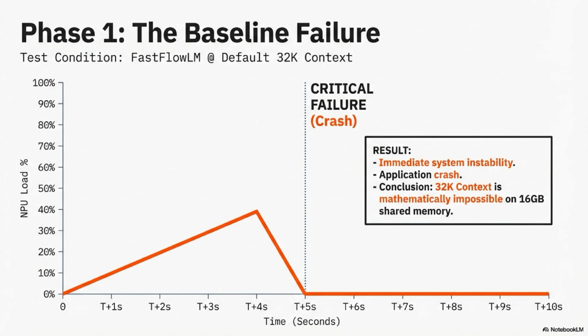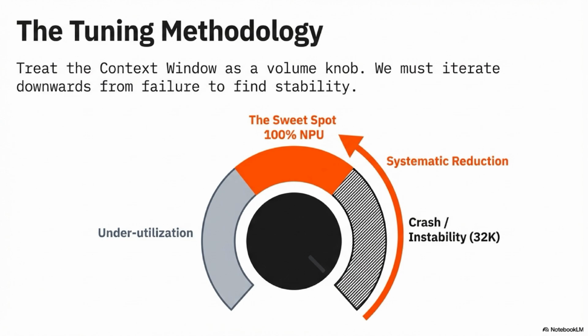Adjust methodically. Phase 2 dropped to 8K context. The model loaded smoothly and stayed stable, but NPU utilization capped at 60%. Safe, but underpowered. The NPU wasn't fully fed. Many stop here because it feels reliable. But for production systems, stability alone isn't enough. Efficiency matters.